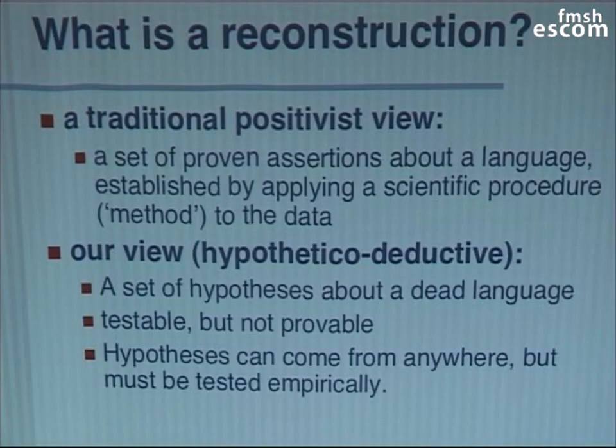And I'd like to call attention to two views. One is a traditional positivist view, which I think has been rather influential in historical linguistics. The idea is that a reconstruction is a set of proven assertions about a language established by applying a scientific procedure or method to the data. This is a very common way of thinking about science in the 19th century that, anyway, I won't go into the details. Our own view is quite different.